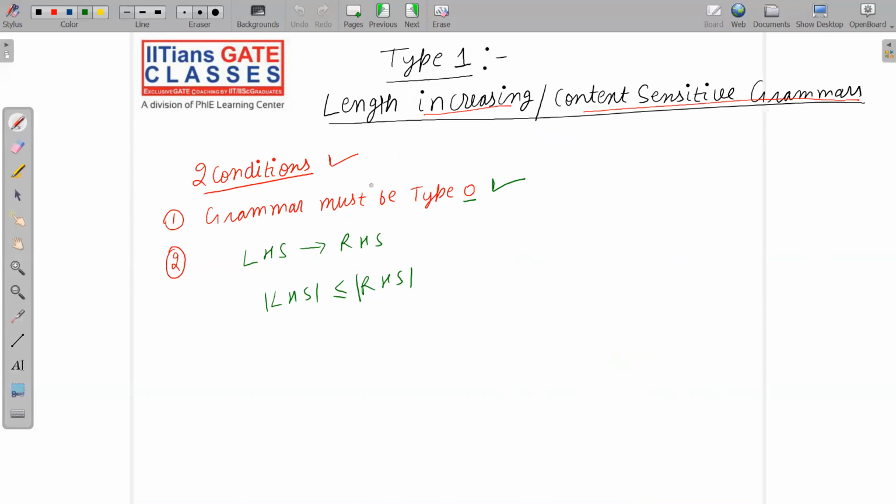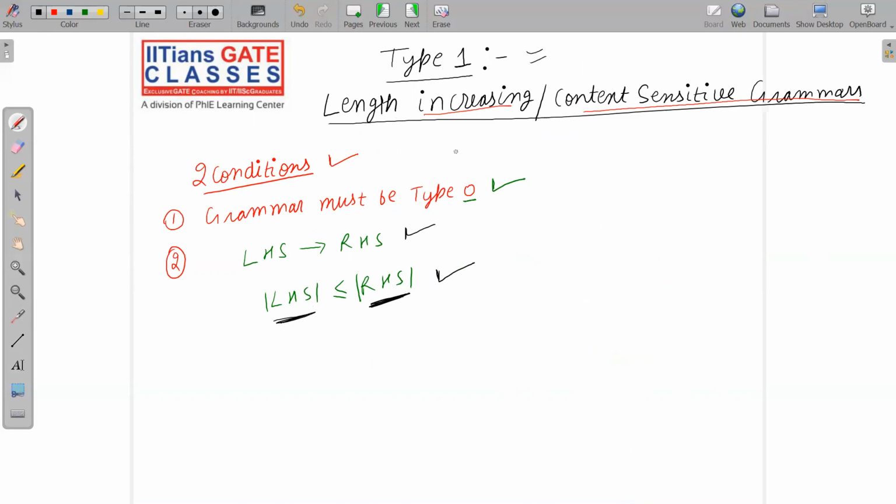Now, one extra condition. One extra condition here is LHS implies RHS, so length of LHS must be less than or equal to length of RHS. This is the only restriction in type 1. So please remember this thing: LHS must be less than or equal to RHS.